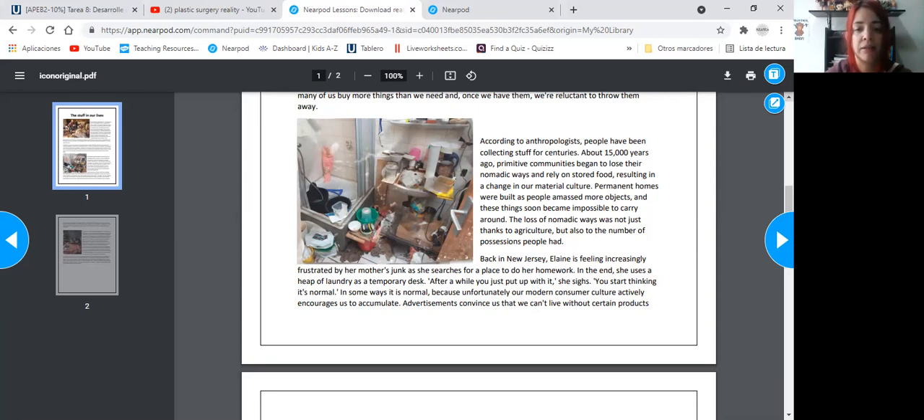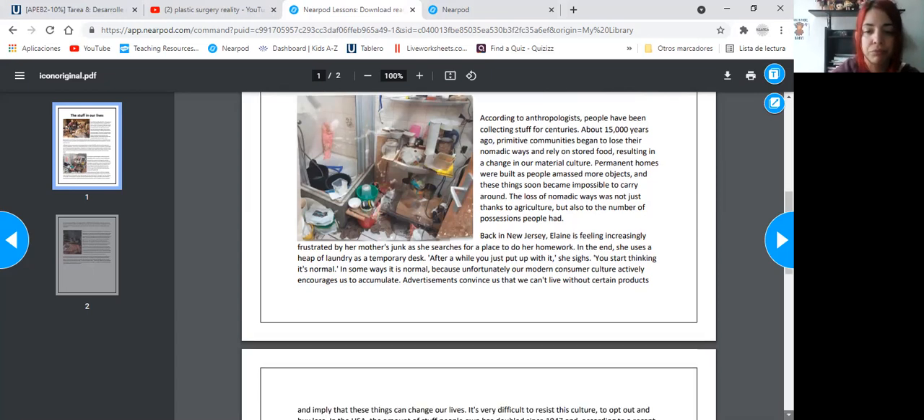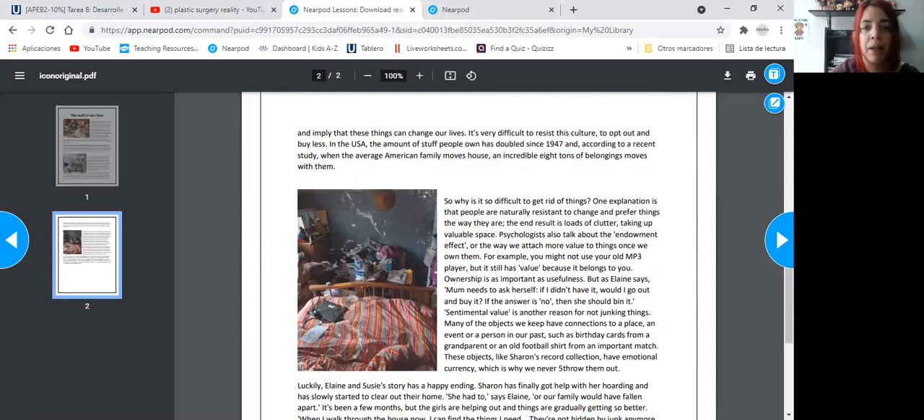In some ways, it is normal because unfortunately, our modern consumer culture actively encourages us to accumulate. Advertisements convince us that we can't live without certain products and imply that these things can change our lives. It's very difficult to resist this culture, to opt out and buy less.